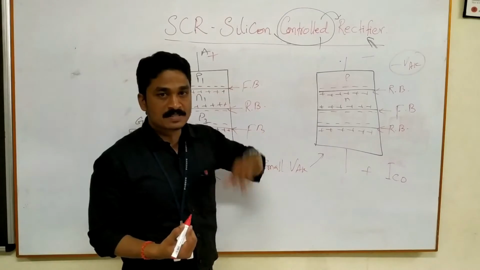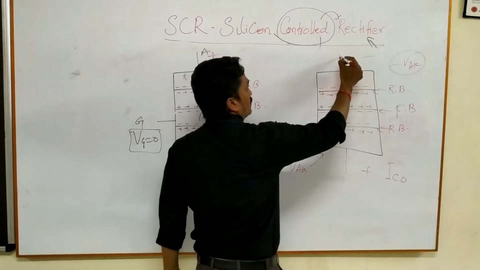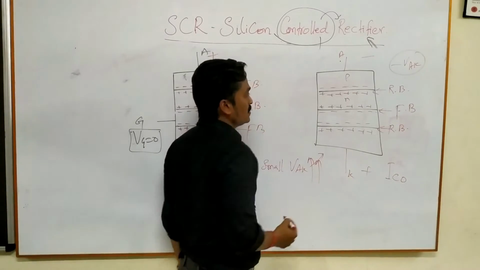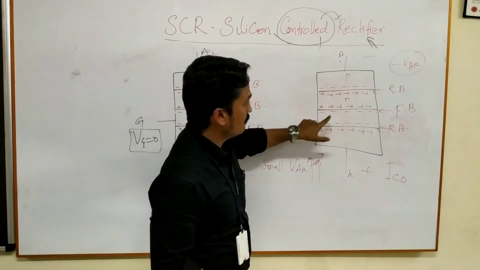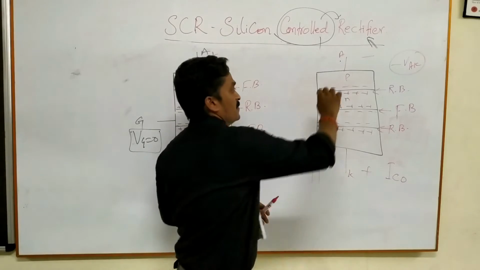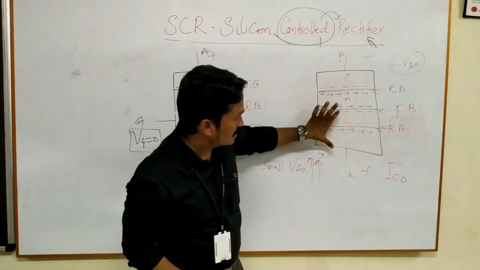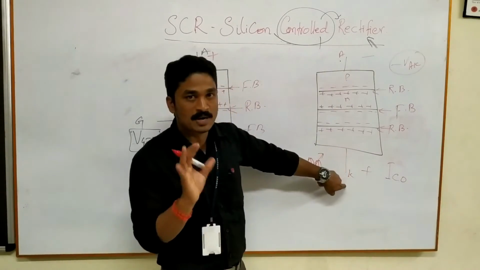Even if you increase this reverse bias voltage VAK with respect to anode and cathode, what will happen in the reverse bias junction? In forward bias the depletion layer shrinks, but in reverse bias the depletion layer width is increasing, and here also the depletion layer width is increasing because the junction is reverse biased with respect to the applied polarity.